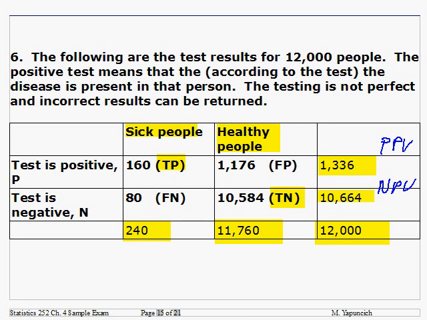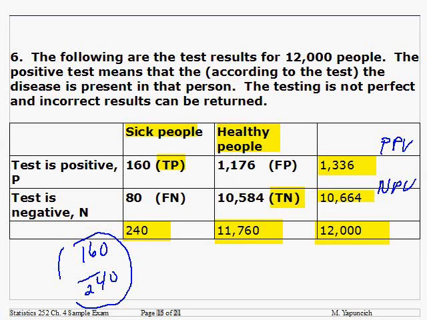Compute the probability that a sick person got a positive test result. Well, there were 160 positive test results out of 240 people, and there's your answer right there. You could reduce this one a little bit, right? But ordinarily, you do need to write this fraction.